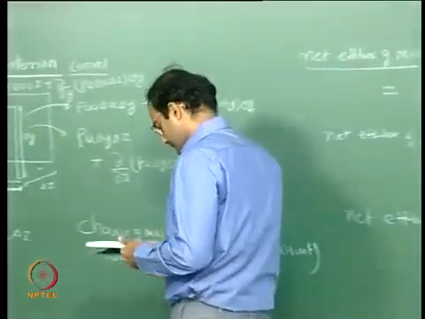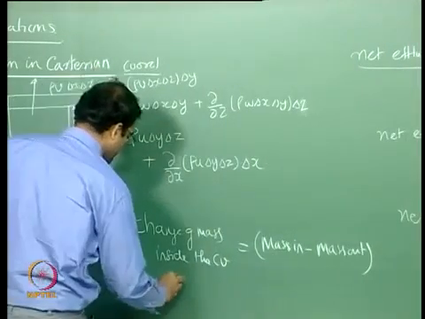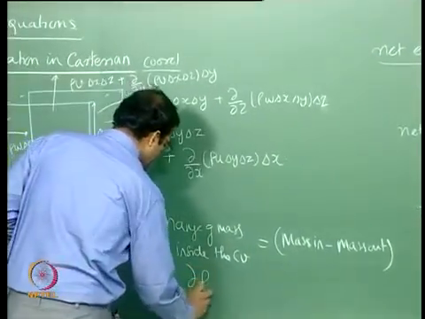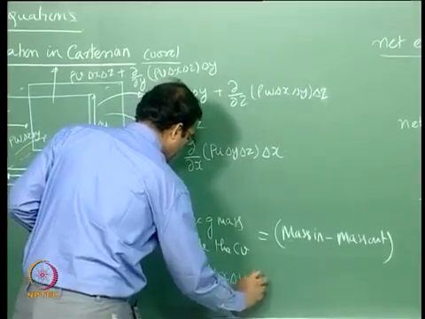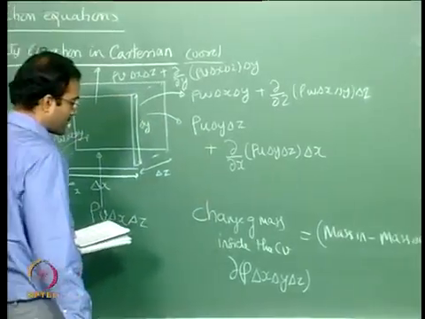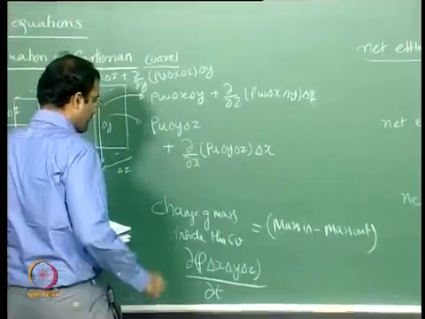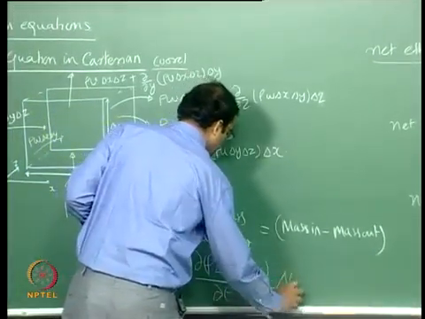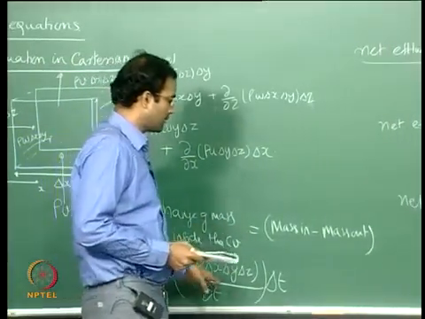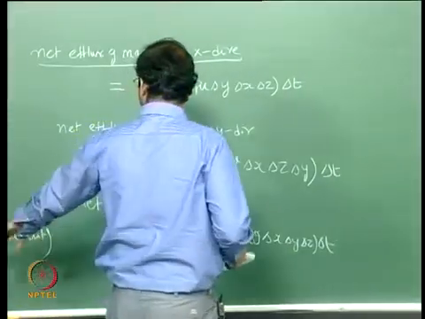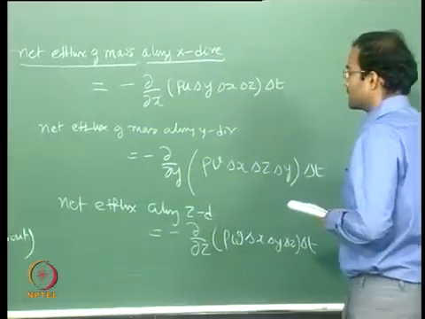So the change of mass inside the control volume: if you look at the rate of change of mass, that is your density times your control volume itself, which is delta x delta y delta z. So this is density times the volume, which is the mass. So the rate of change of mass, and if you want the change of mass, multiply it by the time duration delta t. This is the change of mass inside the control volume, and that should be equal to the net mass in minus mass out, so the summation of all the mass effluxes in all three directions.